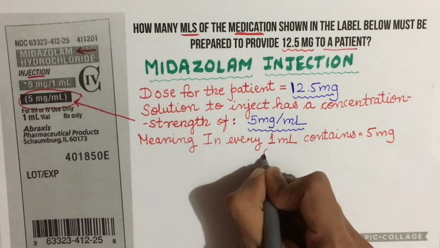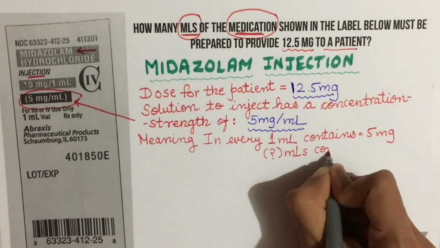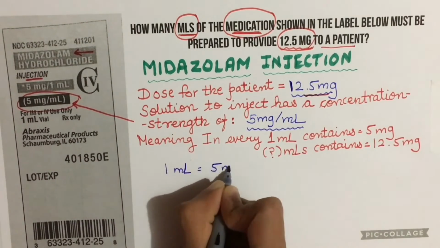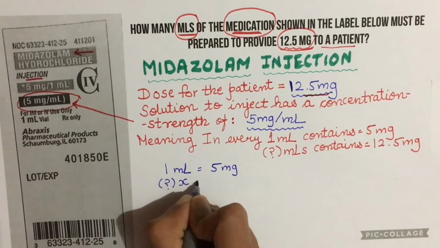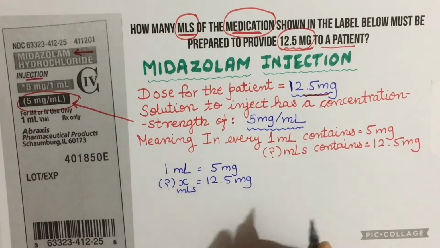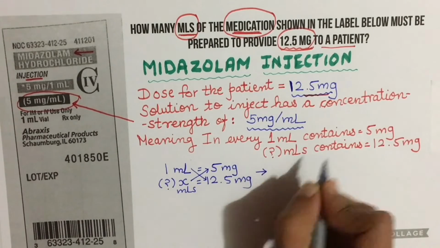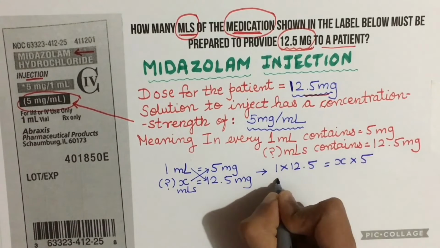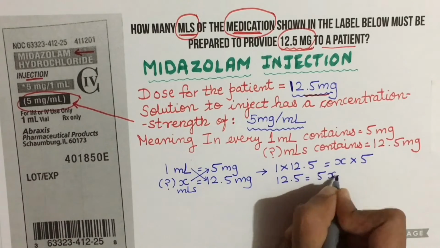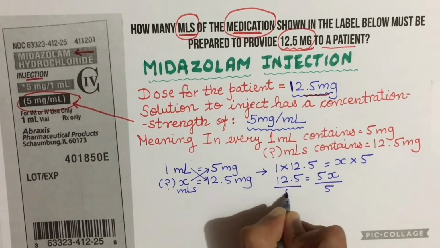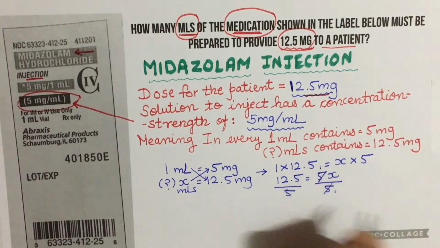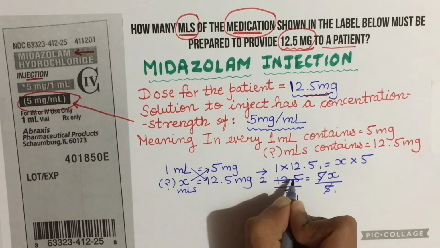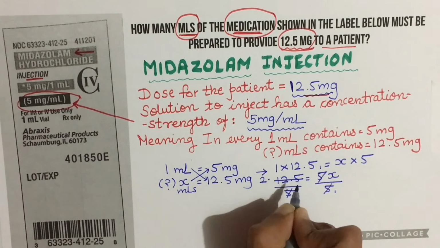So in order to know how many milliliters contain 12.5 milligram of drug, we need to set up a cross multiplication equation. So 1 milliliter contains 5 milligram, x milliliters would contain 12.5 milligram. So let's solve for the unknown. 1 times 12.5 equals x times 5, which gives us 12.5 is equal to 5x. Now in order to isolate x, we need to divide both sides by 5. So that gives us 12.5 divided by 5, which is equal to 2.5 mL, which is the answer.